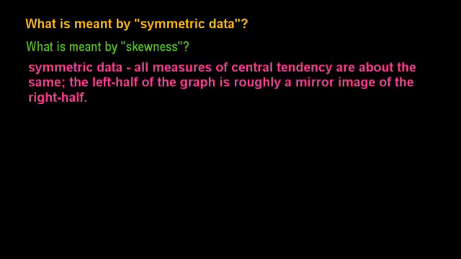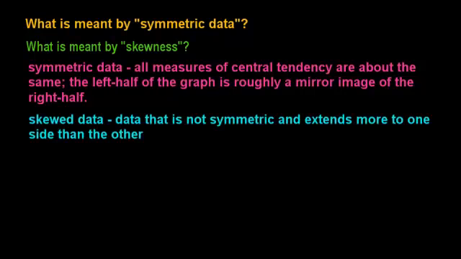So when we talk about symmetric data, we're talking about data where all the measures of central tendency are about the same. Remember, our primary measures of central tendency are the mean, the median, and the mode. And it doesn't say they're exactly the same, but they're pretty close. They're about the same. Graphically, what we would see is that the left half of the graph would roughly be a mirror image of the right half of the graph.